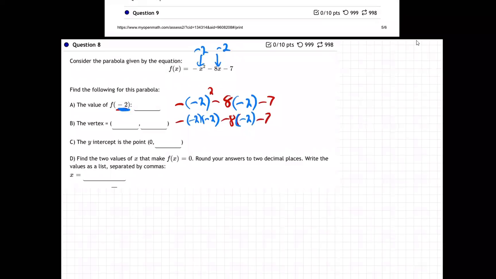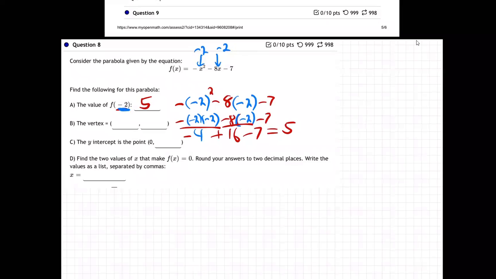Like that. Okay, and then see what we have here? 3 negative signs. This will be negative, and 2 times 2 is 4, so it's -4. Plus 16, 2 negatives, 16, minus 7. Do that in your calculator. What do you get? 12 minus 7, I think it's 5. Yeah, 5. So it's 5.